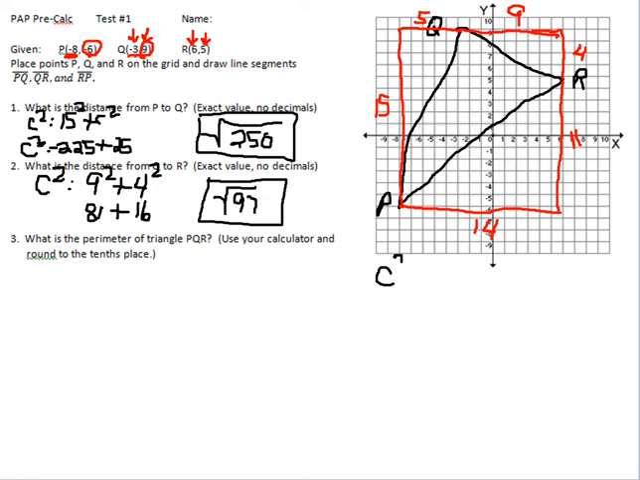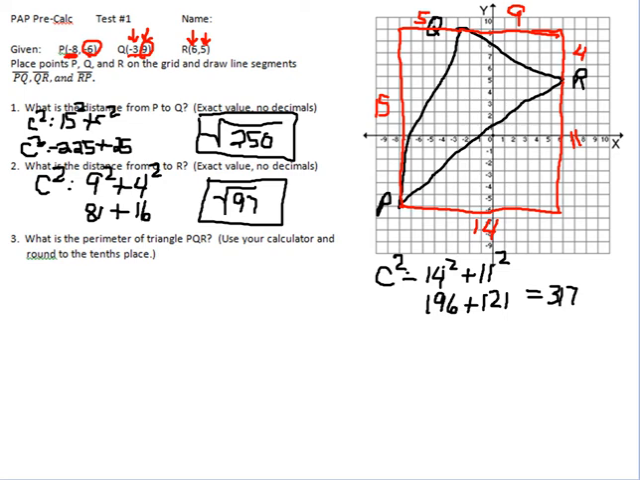So now we have c squared is equal to 14 squared and 11 squared. So you can type this in your calculator if you need to, but 14 squared is 196. And 11 squared is 121. So that distance right there, 196 and 121 is 317. So that means that distance is the square root of 317.